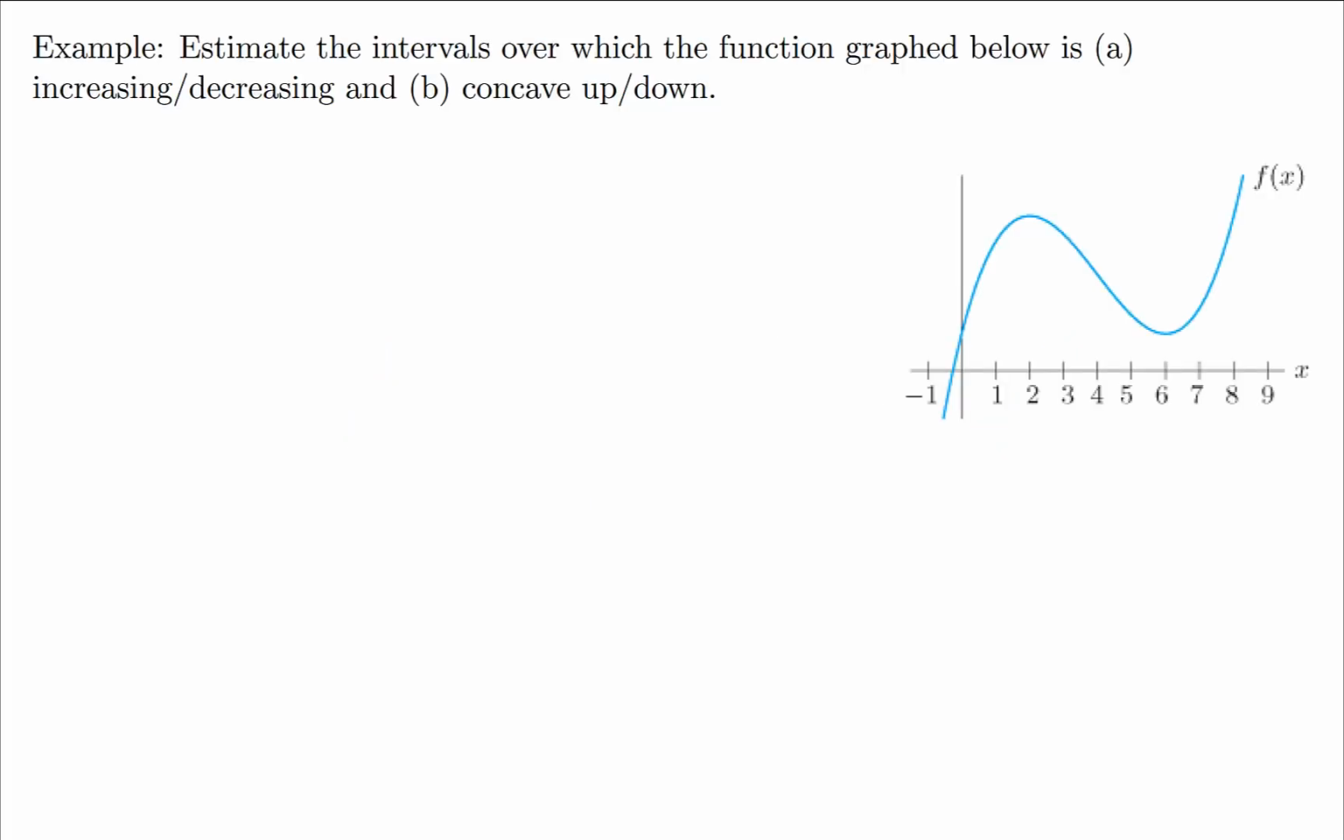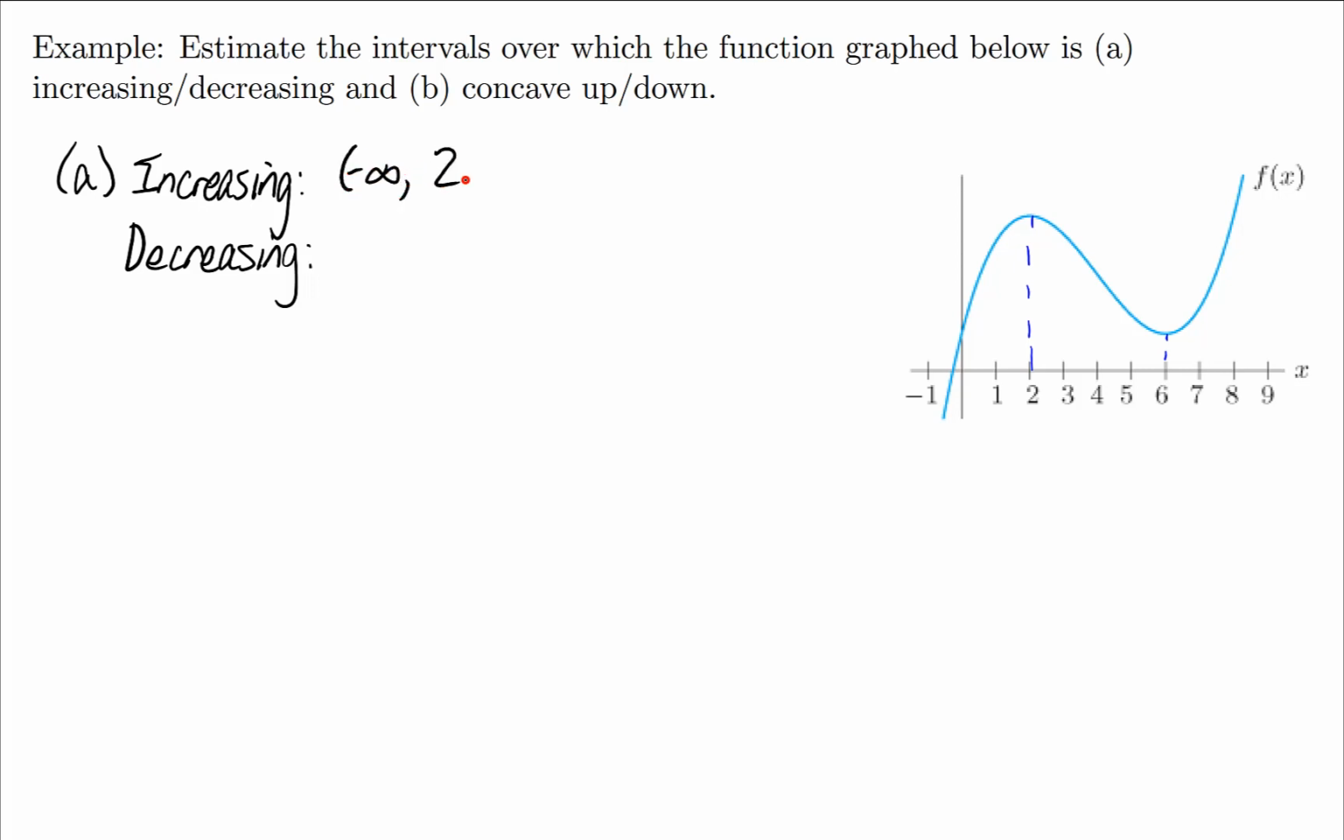Let's use this idea to estimate the intervals on which a function is increasing and decreasing versus concave up and concave down. For increasing and decreasing, you can probably spot this very easily. You can see that it hits a place at 2 where it stops increasing and starts decreasing. And then at 6, it stops decreasing and starts increasing again. That should be easy to write down. So for A, it's increasing all the way up to 2. The way we should write that in interval notation is negative infinity to 2.